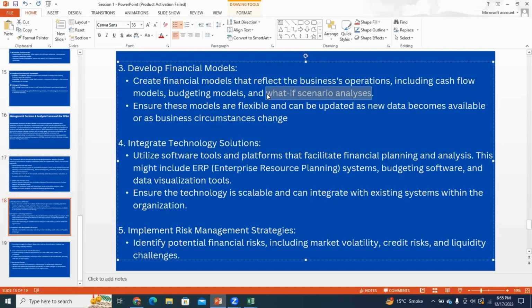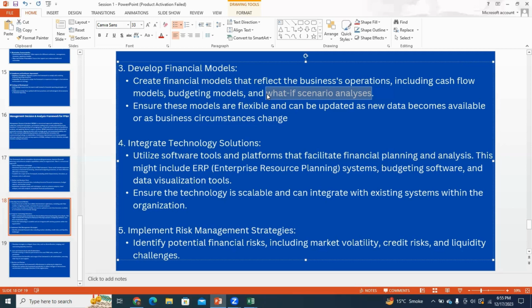Ensure these models are flexible and can be updated as new data becomes available or the business circumstances change. We should make our models flexible, easy to understand, and user friendly so everyone can understand and update them. If inflation increases, it can easily be updated. If inflation decreases, it can easily be updated. If foreign currency changes our cost, it can easily be adjusted in our model.